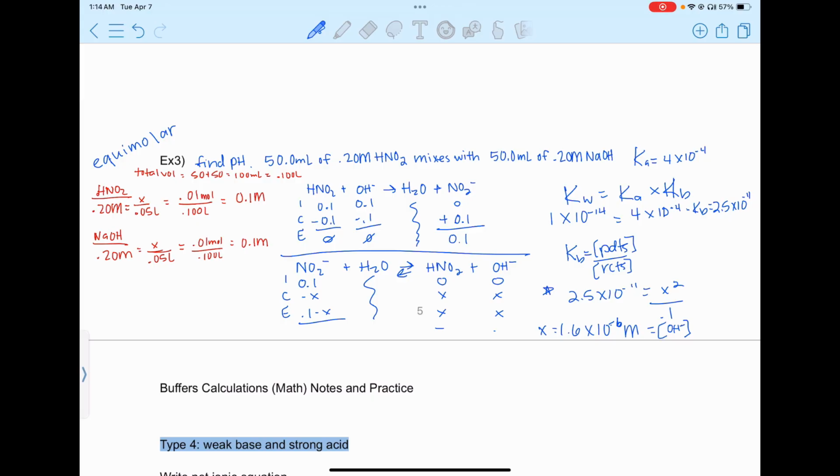All right, from there, I can take the negative log of 1.6 times 10 to the negative 6. Remember, that's our OH concentration. That's what I'm taking the negative log of. Okay, and that's going to give me our pOH.